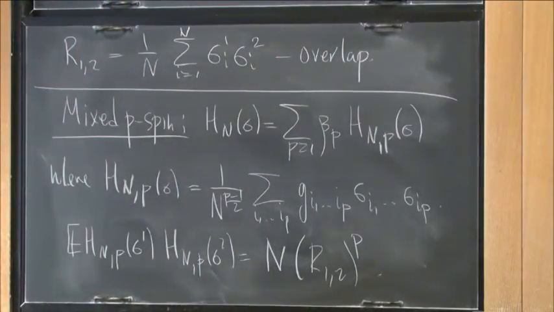So, beta_p's, are they deterministic? Yes, beta_p's are deterministic. You can choose any linear combination, just make sure that the sum is defined, that the series converges. Now, the diluted version of the SK model.